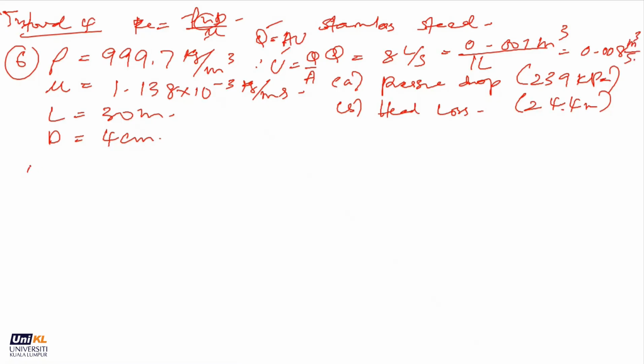Okay, so U equal to 0.008 meter cube per second divided by A. So we got the diameter, where is the diameter? 4 centimeter, 4 times 10 power negative 2 meter. A equal to pi d square over 4.